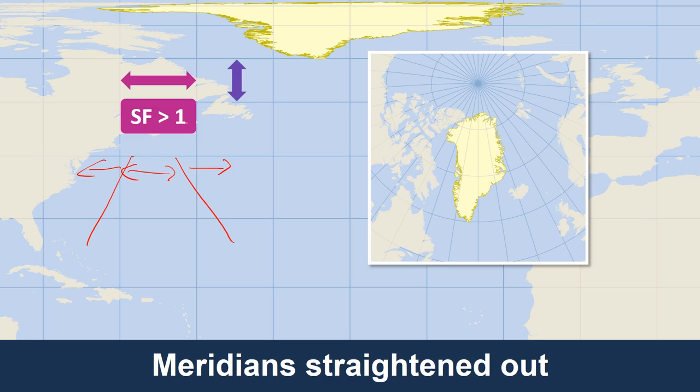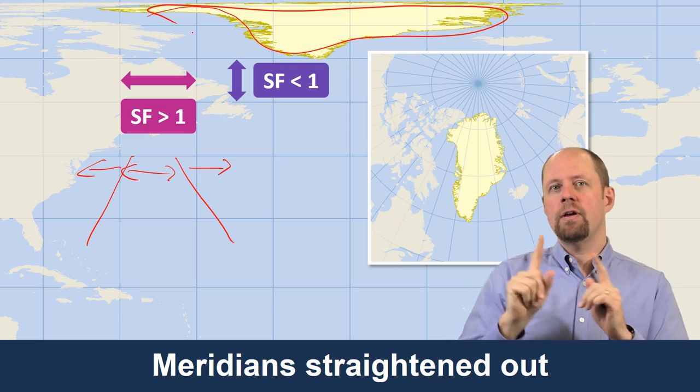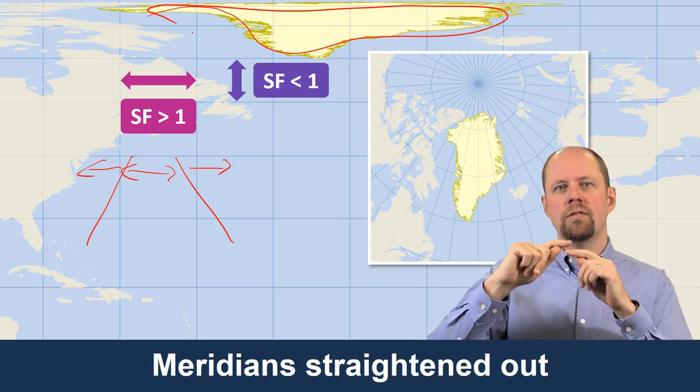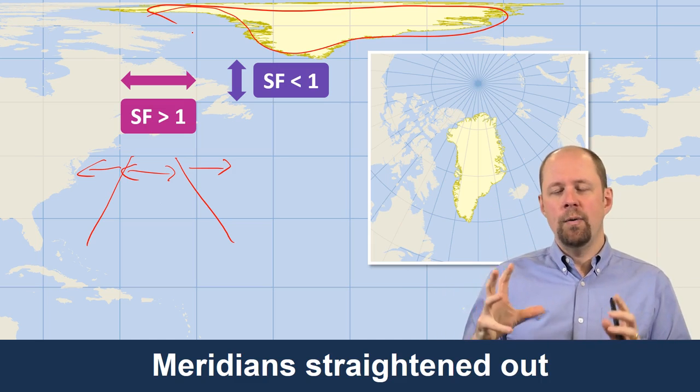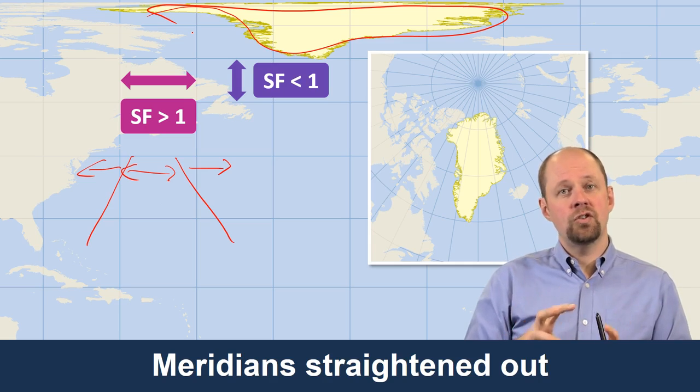However, in the vertical direction, the opposite is happening. If you focus in here on Greenland, you can see that it's been really squished vertically. That means that things are smaller vertically than they were on the reference globe, and so the scale factor there is going to be less than 1. So we can have varying scale factors in the east-west direction versus the north-south direction. And we can use the Tissot's indicatrices to help us visualize that.